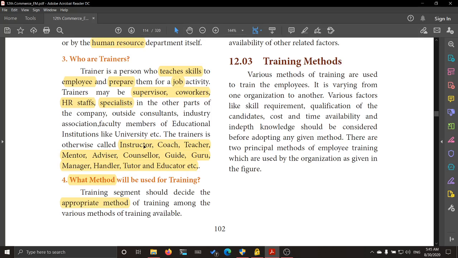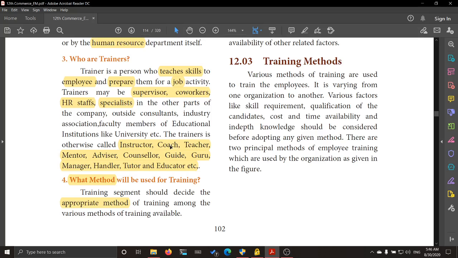Instructor, they keep on giving you instruction. This is how it should be done, this work should be finished within this much time, finish it within this time. They give you the instruction. Okay, coach, for example, we call those who are there for physical fitness a coach. They coach you to train for a particular game or something. Okay, so you call them a coach.